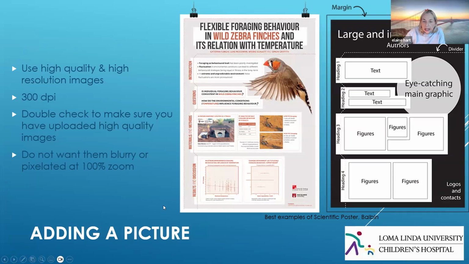All right, adding a picture. Now, some of the crab one and the one with the cartoon, those had really nice pictures on there. And here's another one that has a very nice picture on it, and it draws the audience in, but it's still a scientific poster. So if you're going to use a picture, use high quality, high resolution images, 300 DPI or greater. Double check to make sure that you've uploaded high quality images for your poster.